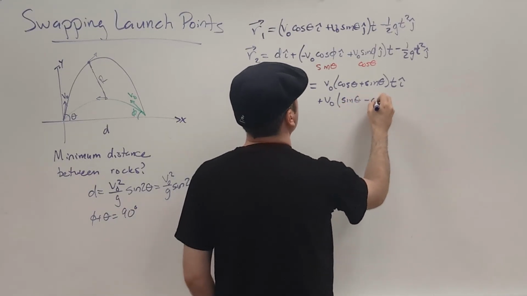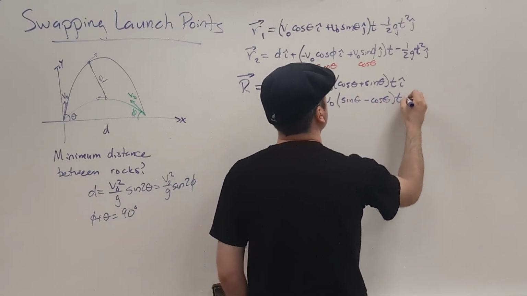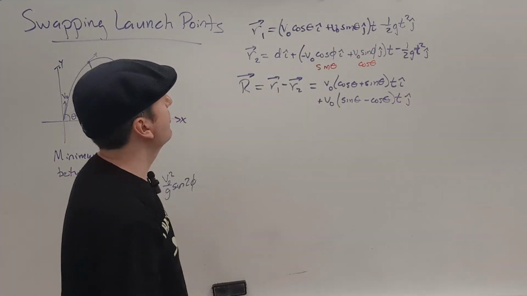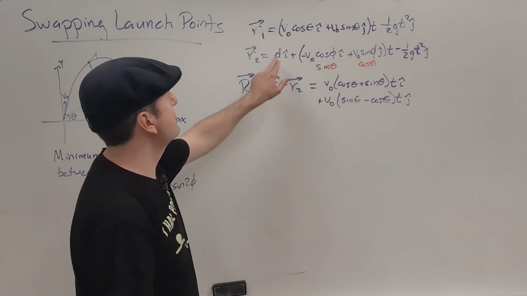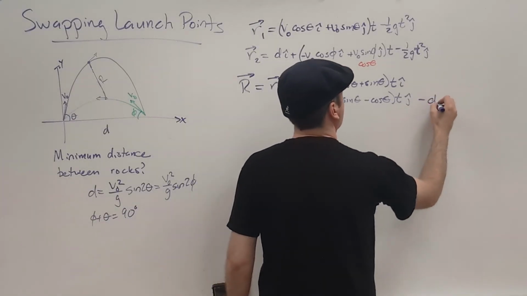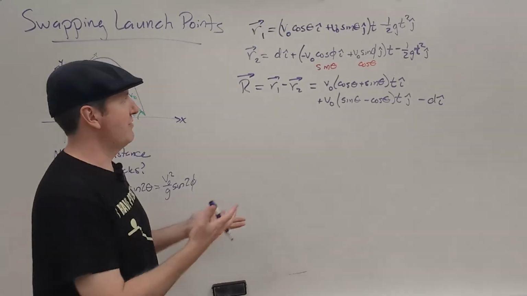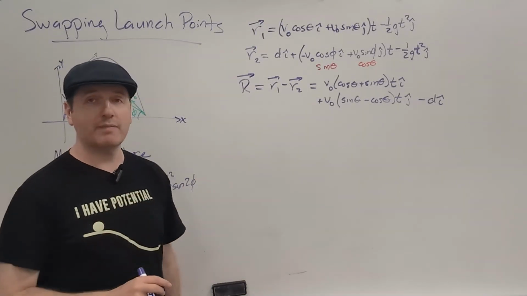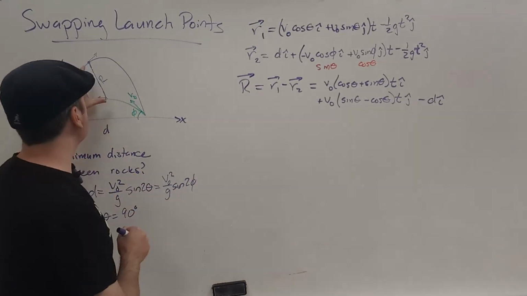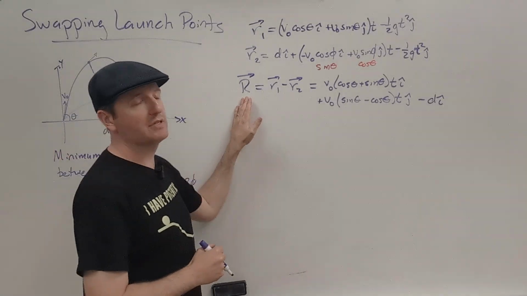sine theta minus cosine theta t in the j hat. Okay, and don't forget we do still have this one little guy hanging off the end. Now, what I'm actually trying to minimize is not a vector. I don't even know what minimizing a vector means, but I want to minimize the distance between them, which is the magnitude of this vector.